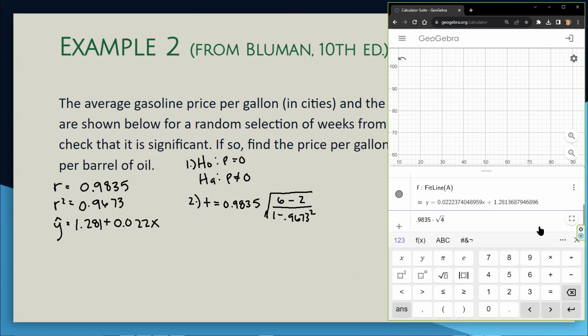And then 6 minus 2 is 4. 1 minus 0.9673 squared. And that gives us 7.755. And I made a boo-boo on the last page and nobody called me on it. We'll go back and fix that in a second.